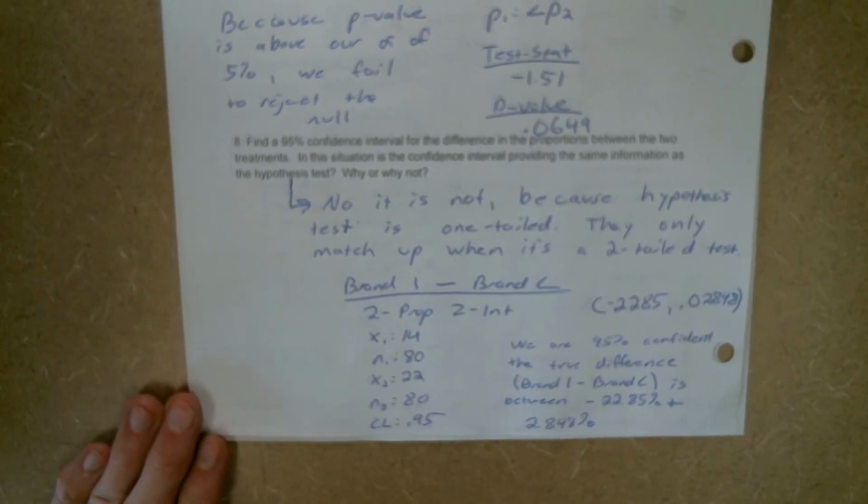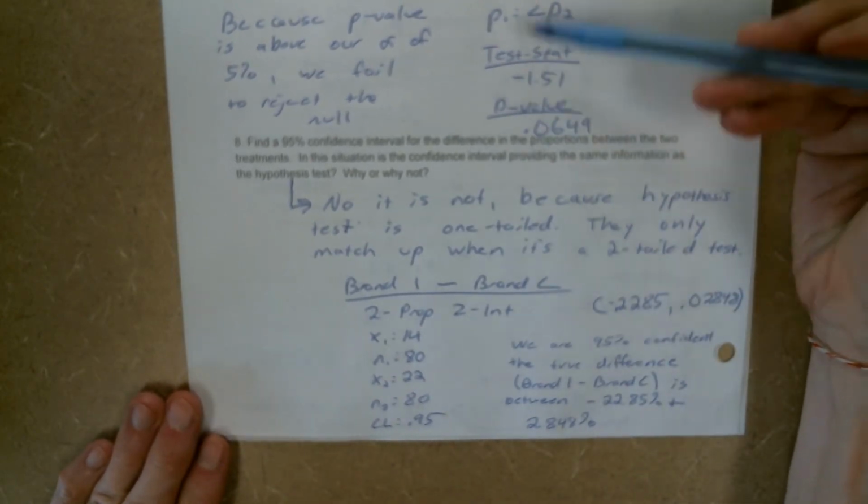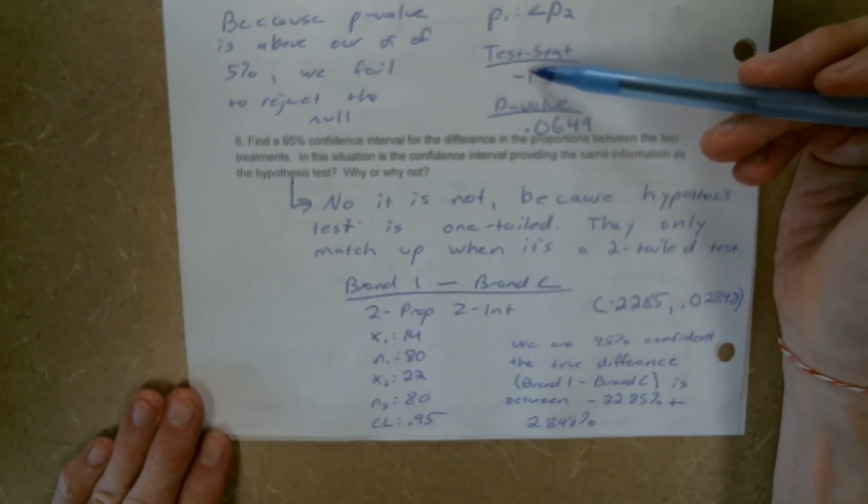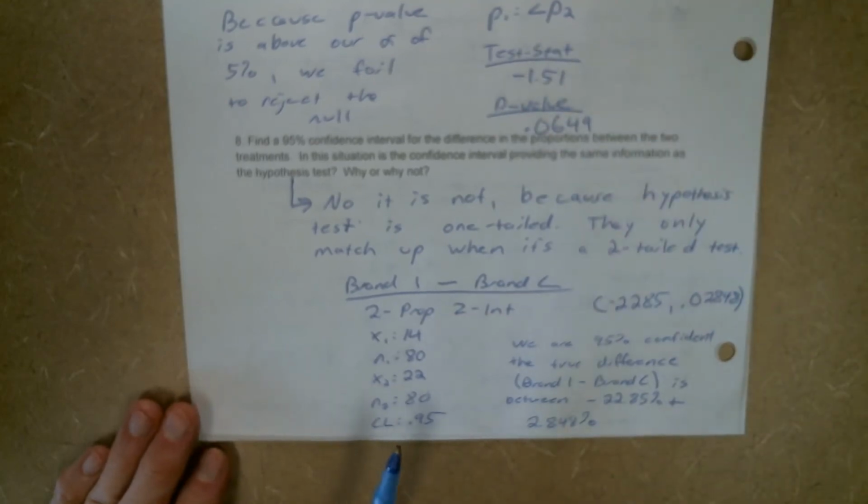All right. You've got to set it up. You've got to be able to identify the null and the alternative. You've got to be able to know where to go to enter this information. And then you have to know how to interpret the values that are coming out of that.